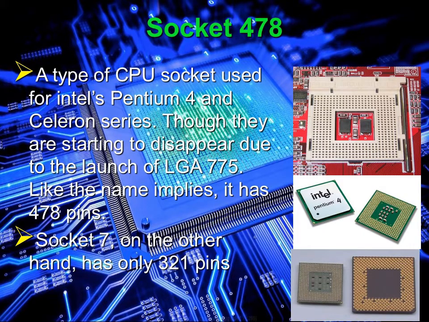Socket 478 is a type of CPU socket used for the Intel Pentium 4 and Celeron series, which is starting to disappear due to the launch of LGA 775. Like the name implies, it has 478 pins. Socket 7, on the other hand, has only 321 pins.